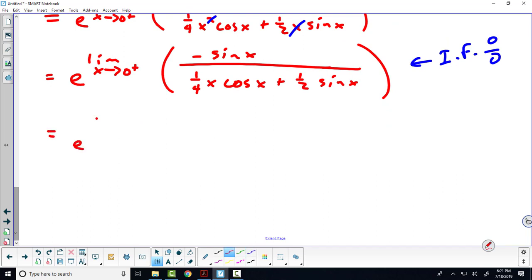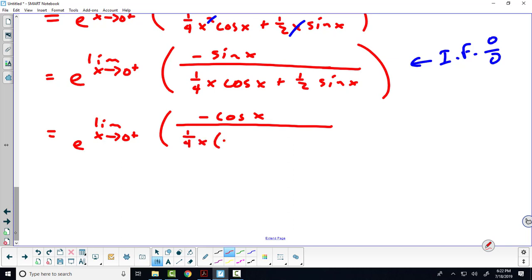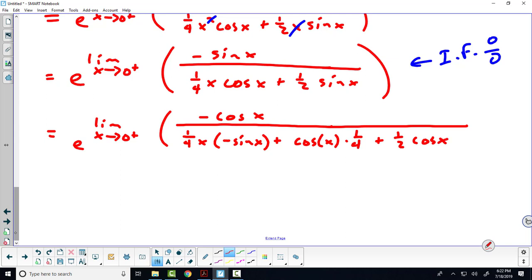This is equal to e to the limit, as x approaches 0 from the right, of minus cosine x all over, here I've got a product rule, first, derivative of the second, plus the second, times 1/4, the derivative of the first, plus 1/2 cosine x.